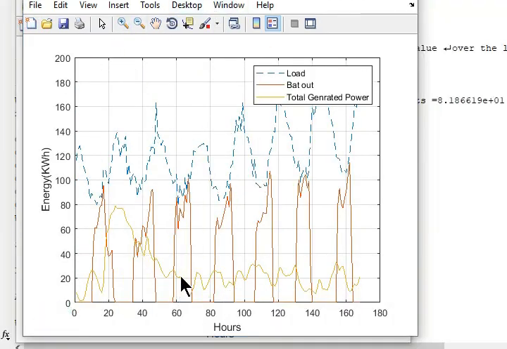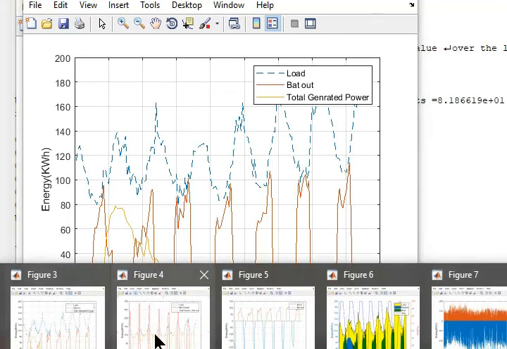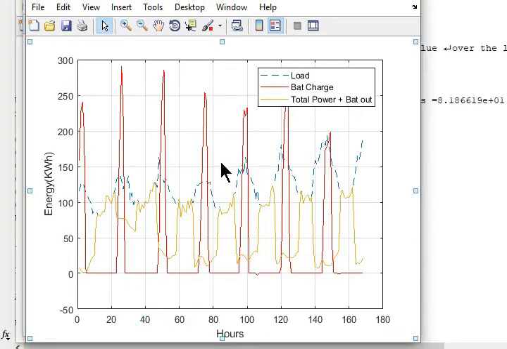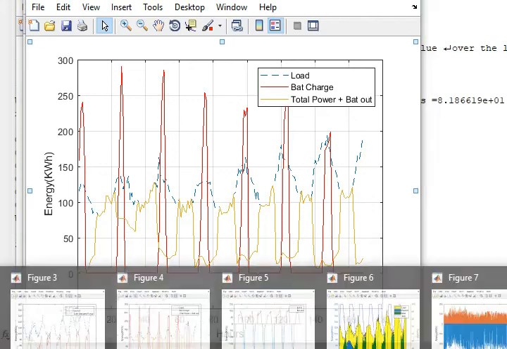Next one is the battery discharging and total generation. Here in this graph the solar power is not shown in the generated power. And in the next graph similarly, this is the battery charging, load and only wind power, and battery out. This is not total power. Solar power generation and diesel generator power are not shown there.